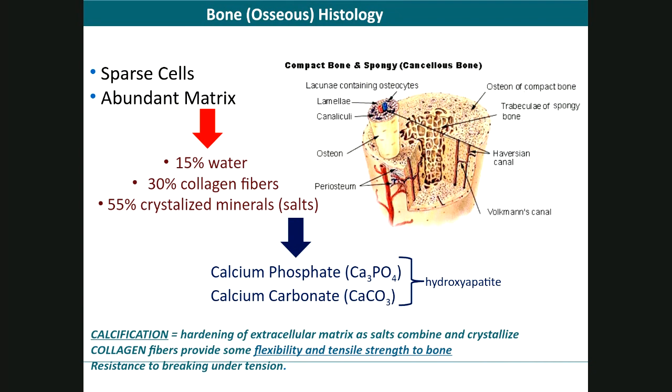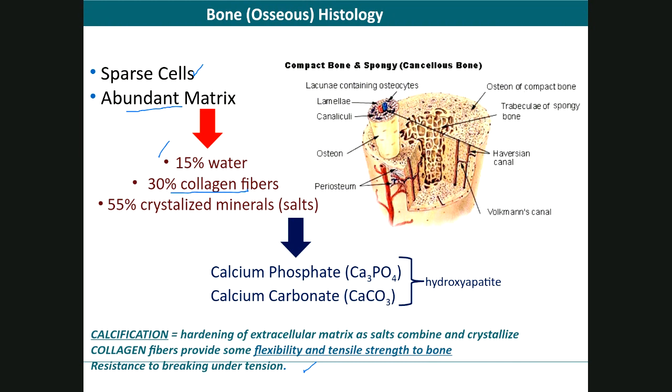So let's look at the histology of bone. We were already taught that bone tissue is going to contain a matrix surrounded by cells and fibers. In this case, we've got a variety of cells that we'll talk about. The matrix is made up of 50% water, 30% collagen fibers, and these collagen fibers provide flexibility and tensile strength. What that means is it resists breaking under tension. Doesn't mean that a bone can't fracture, but the collagen allows it to be somewhat flexible.